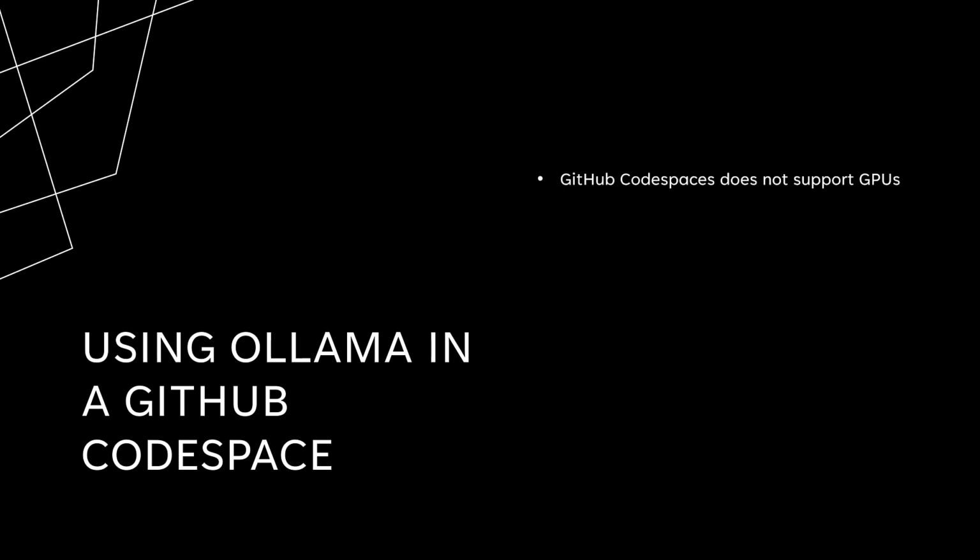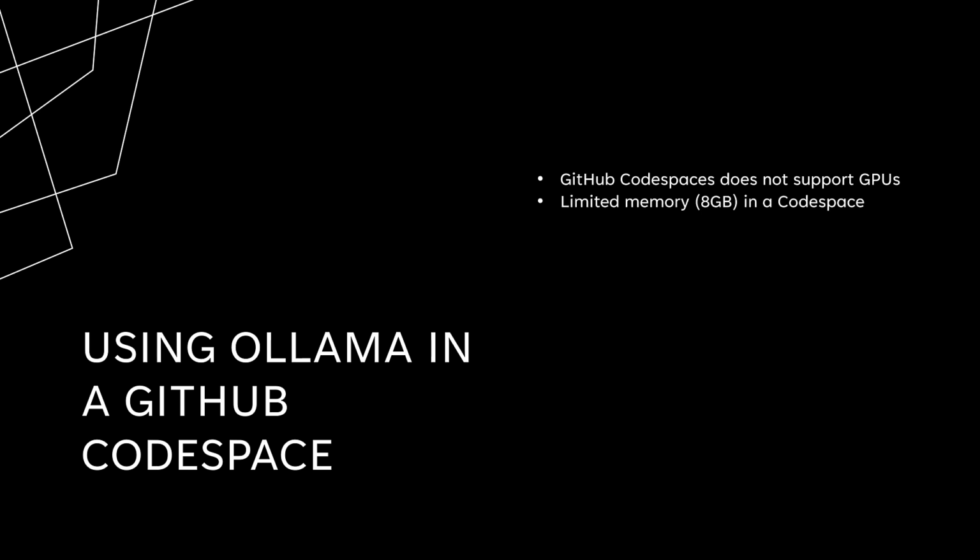First, to effectively work with LLMs, you need to have a GPU. And GitHub Codespaces does not support GPUs. If it did, the free tier that we are using would not support them. GPUs are a precious resource and therefore are usually not given away for free.